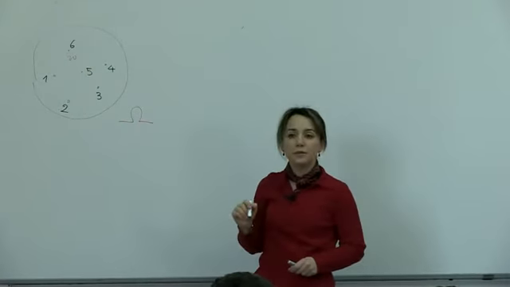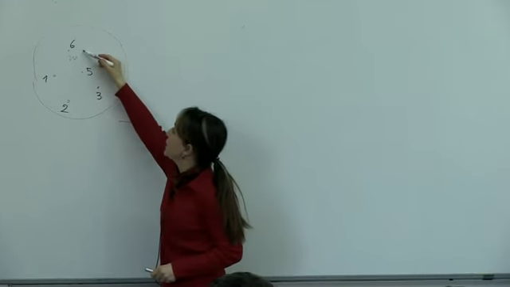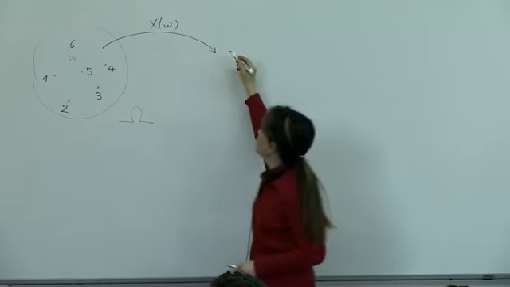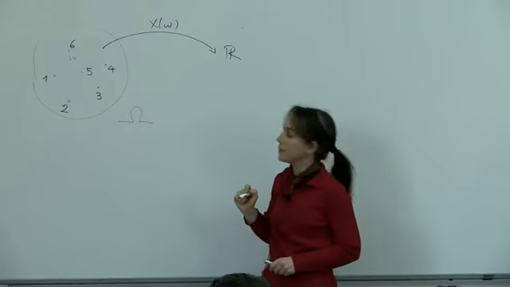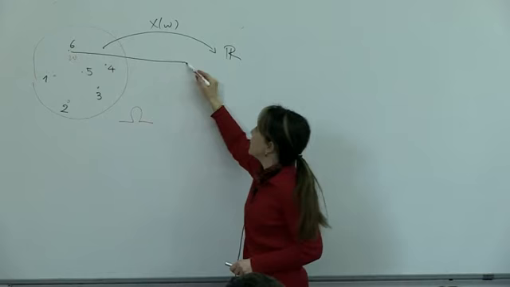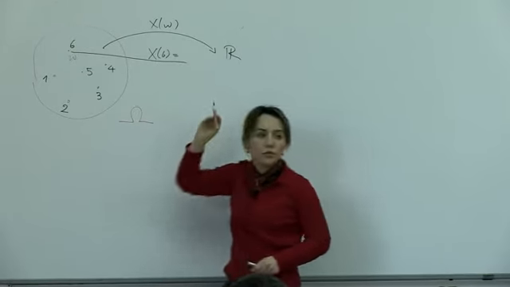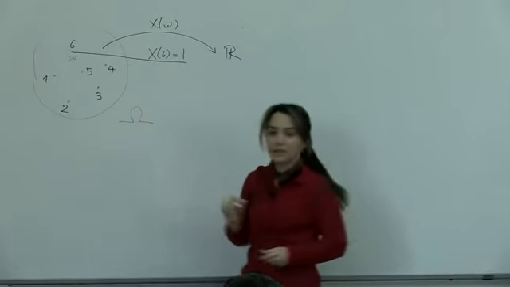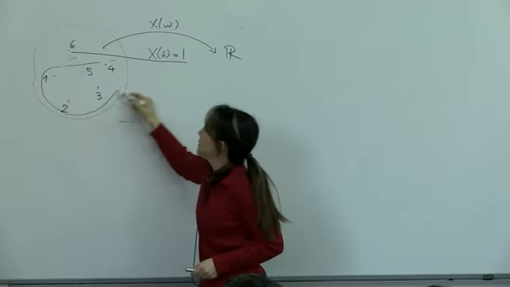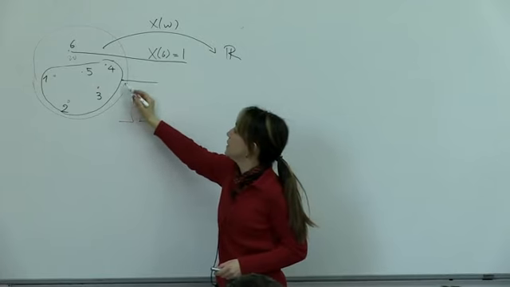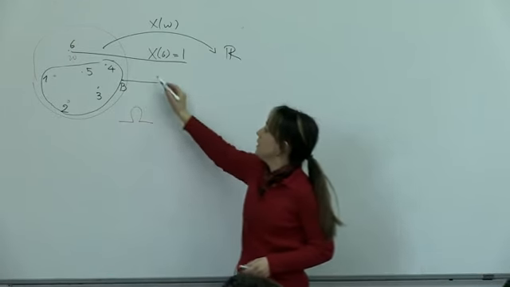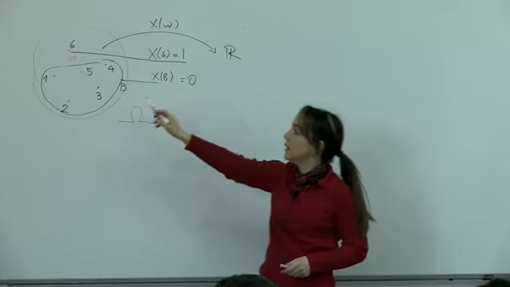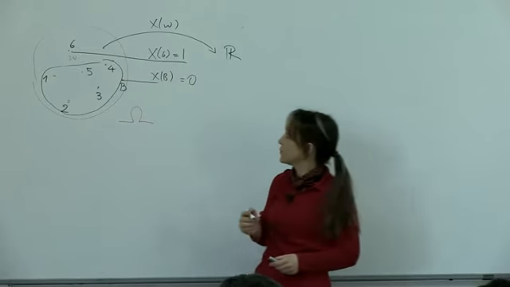We define the random variable X in the following way. So X is a function. It's a mapping from the sample space to real numbers, such that X maps the outcome 6 to the value 1. X is 1 if the outcome is 6. And if the outcome is anything else, let this be set B, on this set, X is 0. So the outcome 6 is mapped to 1, all the rest is mapped to 0.